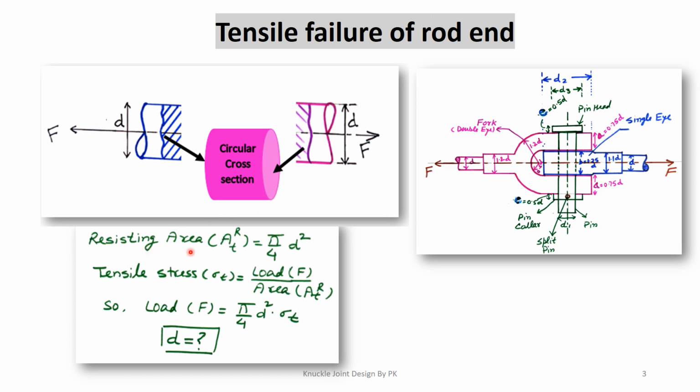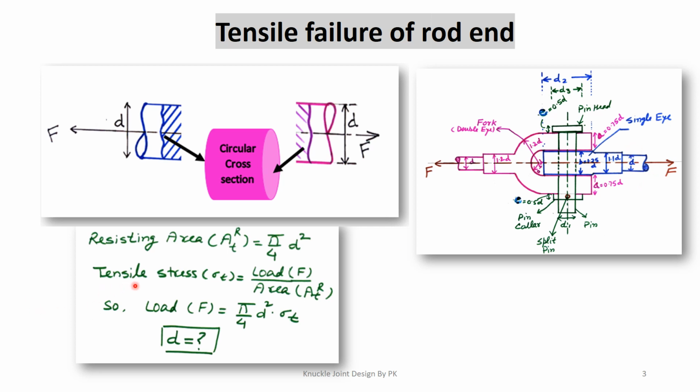The resisting area is ATR, where A means area, T means tensile mode failure, and R is the rod. So this is pi by 4 d square, where d is the diameter of this cylindrical rod on the left side as well as on the right side.